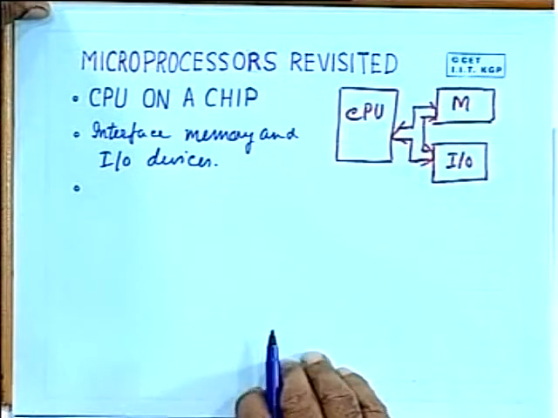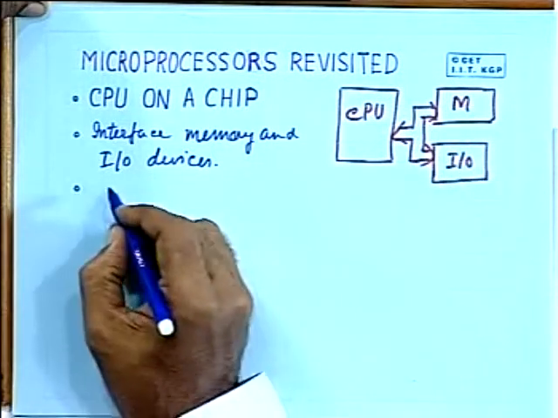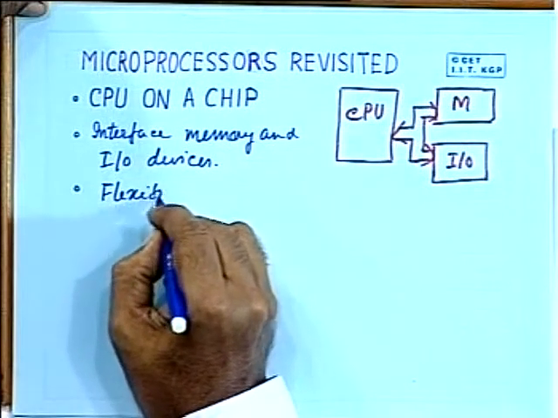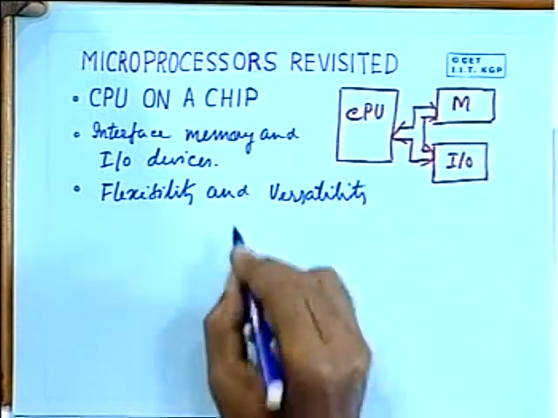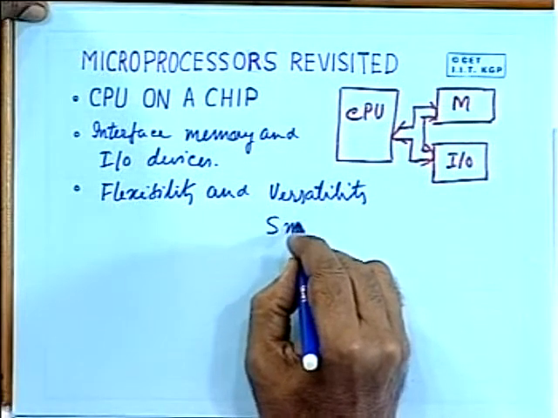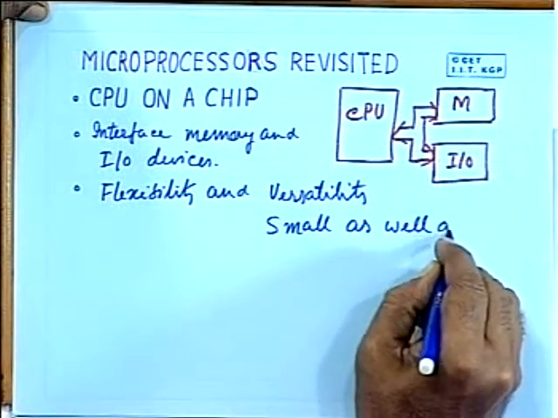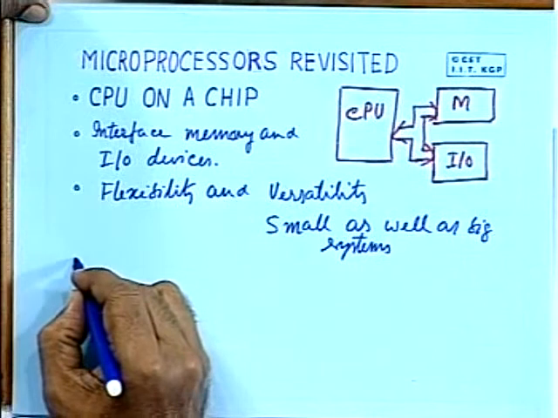Second important characteristic is, because of this feature that memory and IO devices are not part of the CPU, it has provided you flexibility and versatility. How? The versatility and flexibility has come because the memory and input output devices are external to the CPU. So, you can interface required size or amount of RAM, ROM and different types of input output devices. So, it has provided you the flexibility. You can build small as well as big system using microprocessors. And also it has given you another characteristic, it is general purpose.